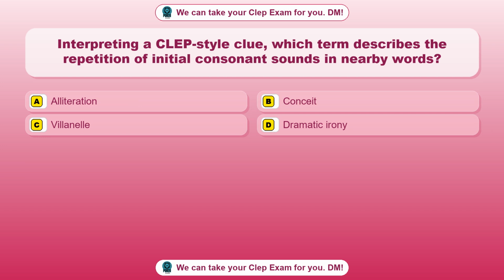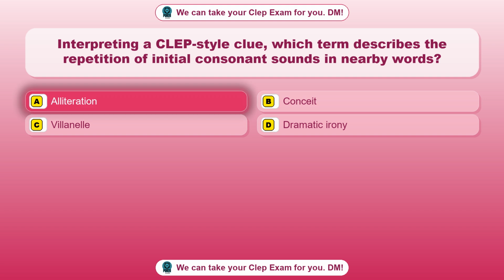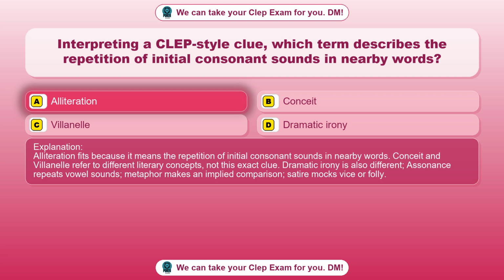Question 15. Interpreting a CLEP-style clue, which term describes the repetition of initial consonant sounds in nearby words? Option A. Alliteration. Option B. Conceit. Option C. Villanelle. Option D. Dramatic irony. The correct answer is option A. Alliteration. Alliteration fits because it means the repetition of initial consonant sounds in nearby words.